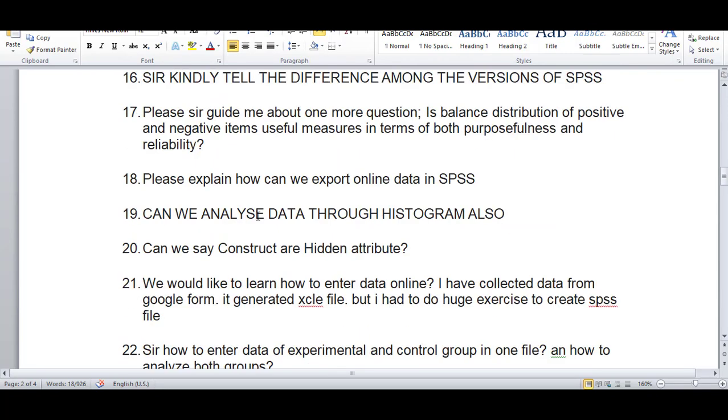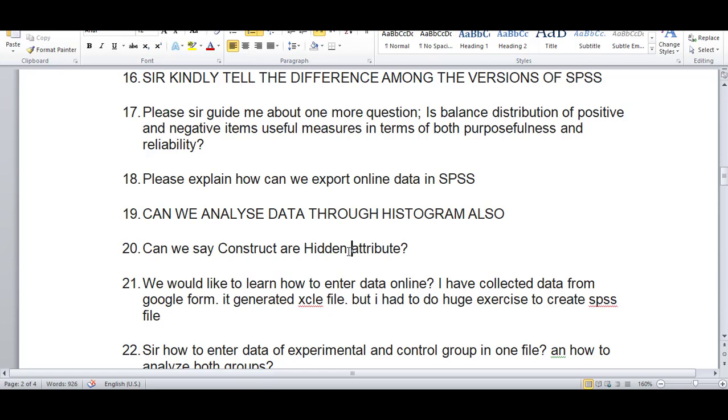And then number 19, can we analyze data through histogram? Yes, we can analyze. It depends on what kind of data you have. Usually ratio scale data can be analyzed using histogram. Histogram also tells you the distribution. Histogram also tells you whether data is normally distributed or not normally distributed. So you can do it. 20. Can we say constructs are hidden attributes?